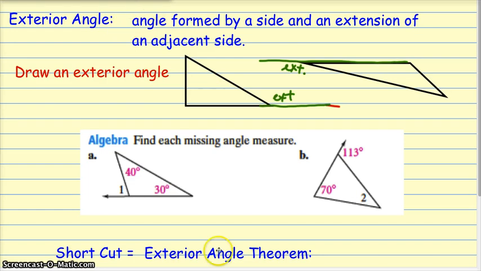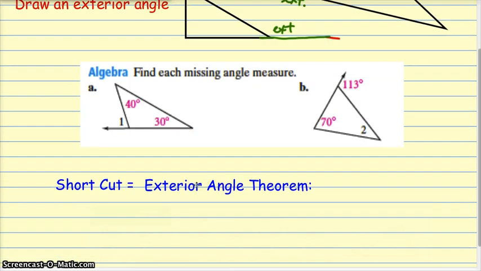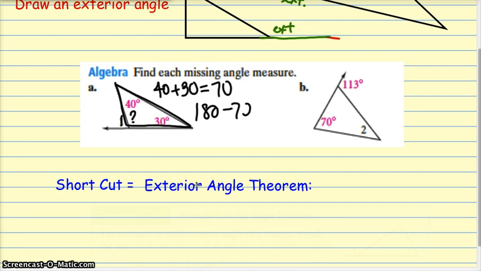Algebra, find each missing angle measure. Couple ways we can do this. If I need to find the measure of angle 1 out here, we know that this triangle adds up to 180. So 40 and 30 gives me 70. So this angle must be 180 minus 70.